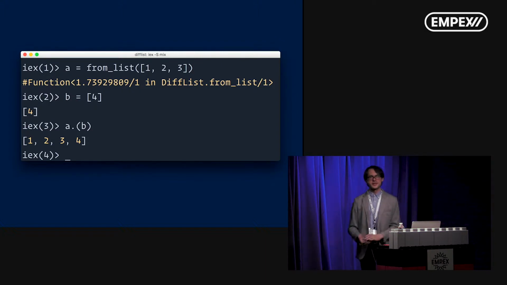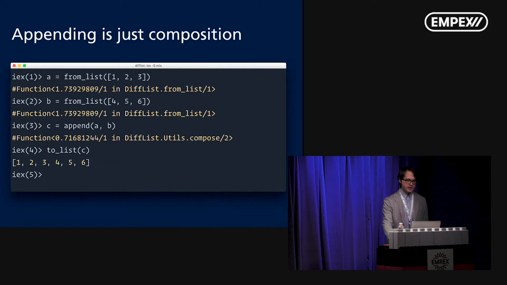What this lets us do is represent appending as just composition. So here we have 1, 2, 3, and 4, 5, 6, each in their own difference lists, and then we have C, which we call append A and B, and then just again to prove that it works, we make that into a real list, and it gives us 1, 2, 3, 4, 5, 6.